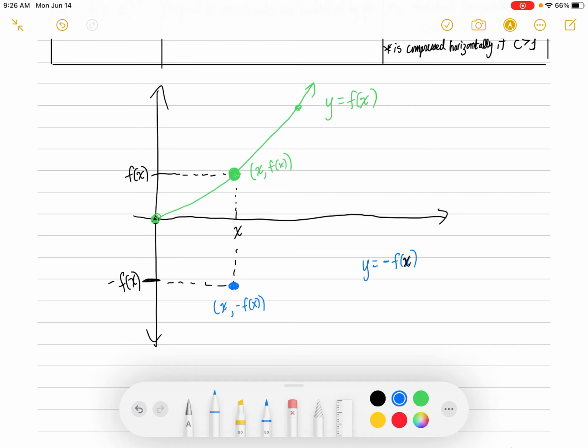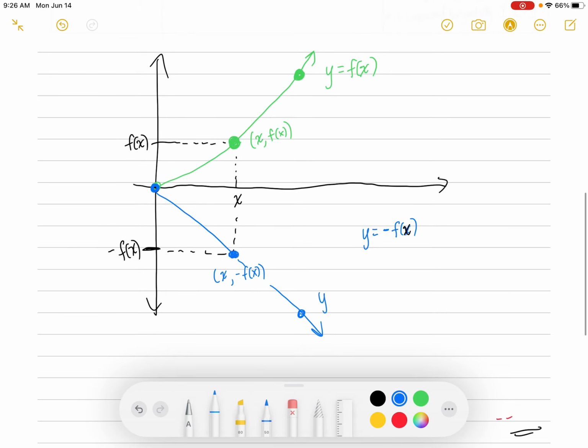So same thing's going to happen over here. The green point is going to get reflected, but actually it'll stay right there since it's right on the x-axis. And this green point here up top is going to get reflected as well about the x-axis. It'll go down somewhere here. So if we connect the dots, we get something like this. So it's kind of a mirror image. So y equals minus f of x is a mirror image about the x-axis.